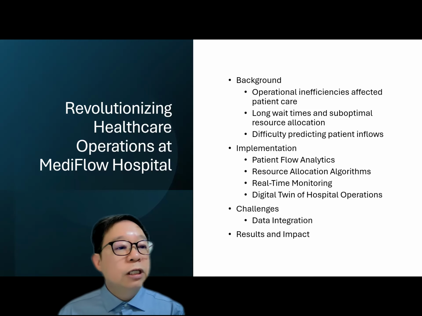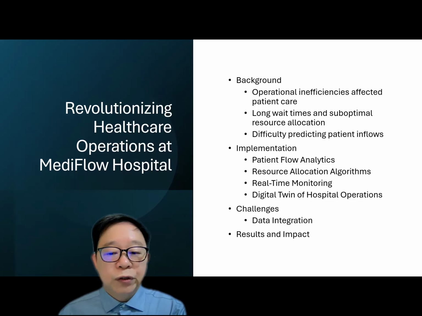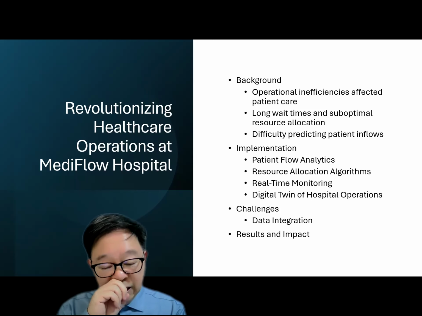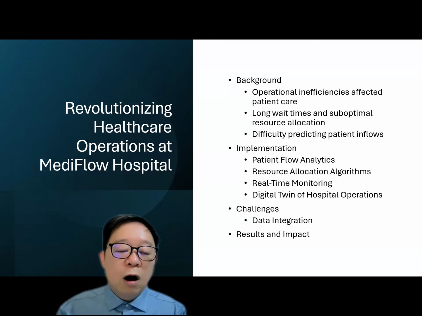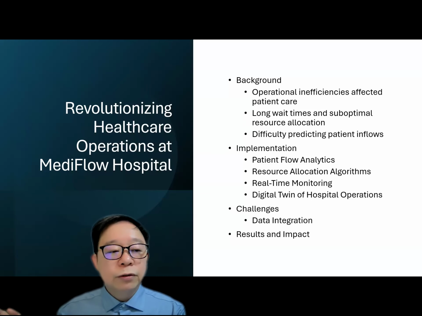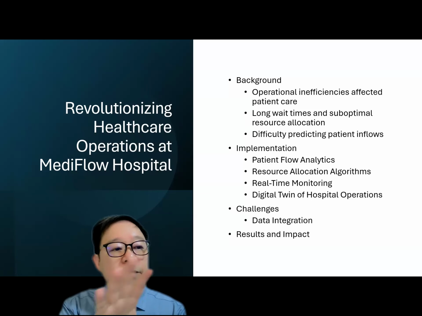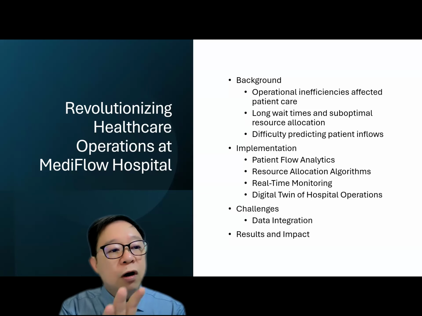Then the resource allocation, including the doctor, of course, the nurse. So they are all limited resources. So we want to optimize the best allocation algorithm, and we have real-time monitoring and also a digital twin, right? Remember the digital twin that we mentioned just now in manufacturing? So when the hospital is doing real operation, we can have a twin to do simulation training, right? It's a virtual hospital.